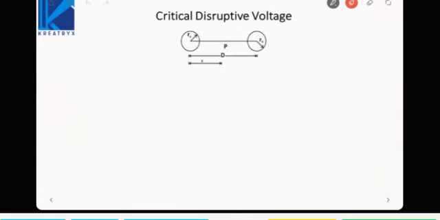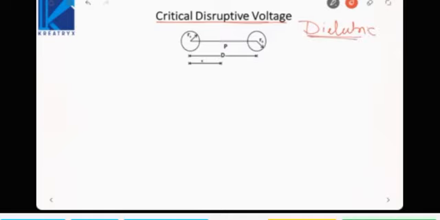Now, suppose I want to arrive at the result: what voltage will cause the corona? We know whenever the electric field is greater than the dielectric strength, corona will occur. But I cannot measure the electric field intensity, so I would like to know the voltage at which we can observe the corona. That voltage is called the critical disruptive voltage, the voltage above which the corona will occur. For that, first we must understand the dielectric strength.